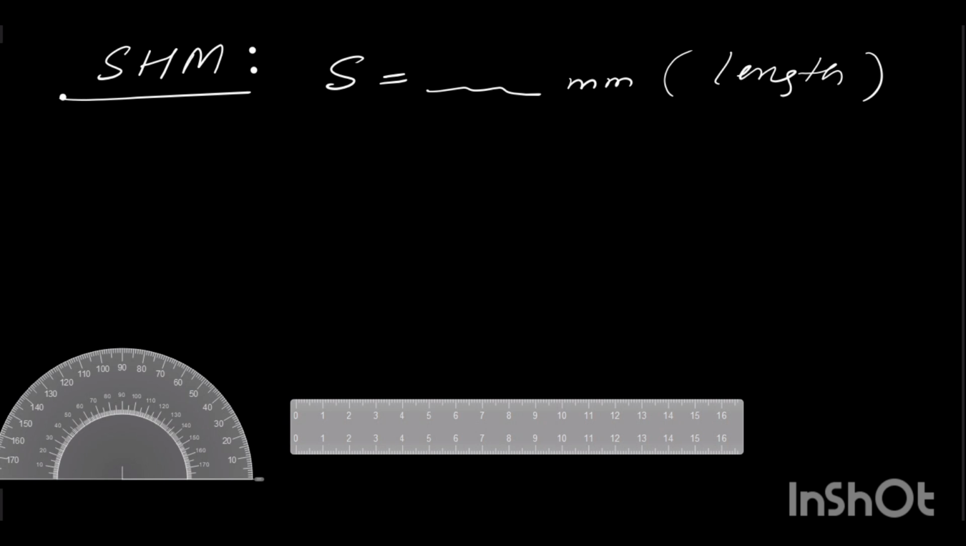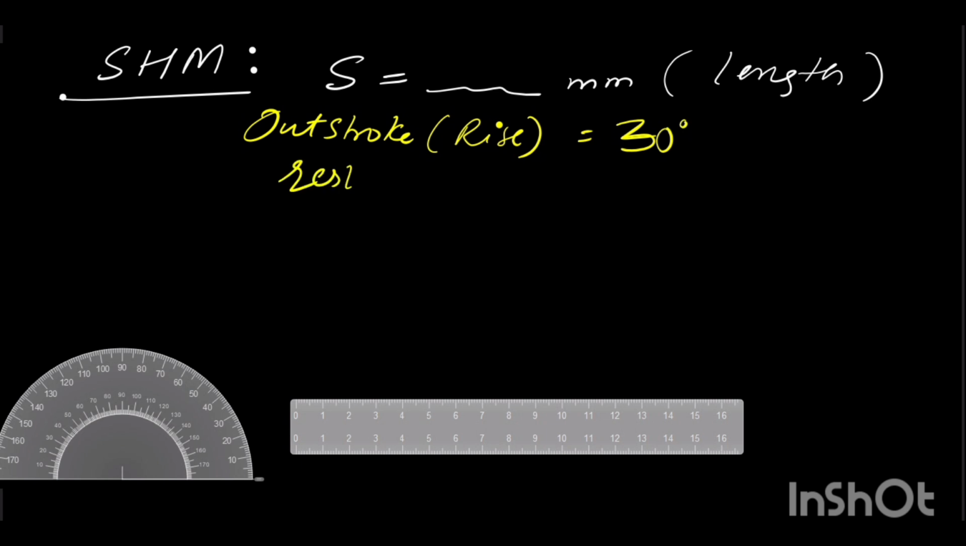Remember, the outstroke, or rise stroke, will be given as an angle. It can be given as 40, 50 or 30, anything. And again rest, or dwell. Dwell is nothing but the rest, where the follower stays constant, so it can be given as any angle. After that, the return stroke will be given.